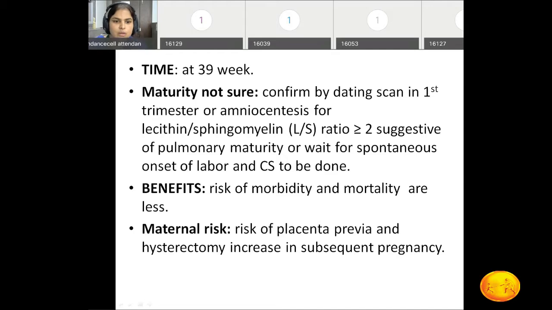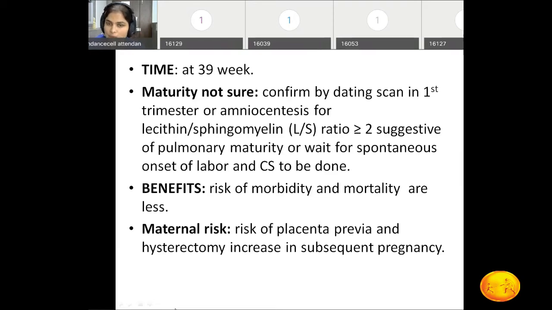Then the benefit of elective is that the risk of morbidity and mortality is less, because in emergency everything is hurried. Most of you must have attended emergency cesarean sections. The patient is not prepared. The patient's abdomen may not be painted, or painted only outside. Clipping may not have been done. So some things might be left out which might cause wound infection and all. That might increase the risk of morbidity.